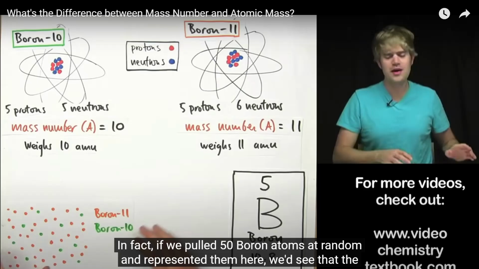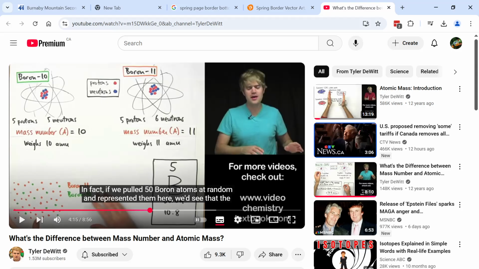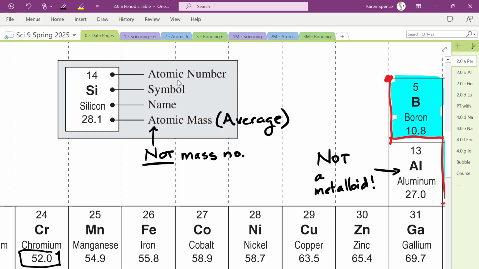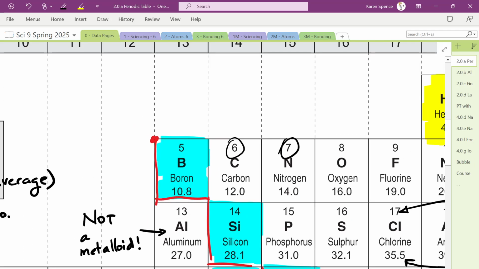Okay? Now actually what I'd like you to do is look on your periodic table at boron. Where is it? There it is. All right, so here's boron. What is the average atomic mass of boron? 10.8.